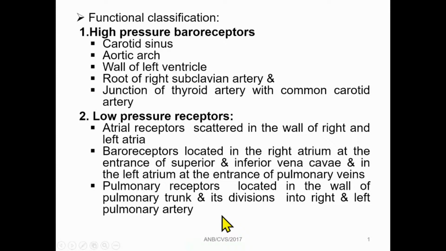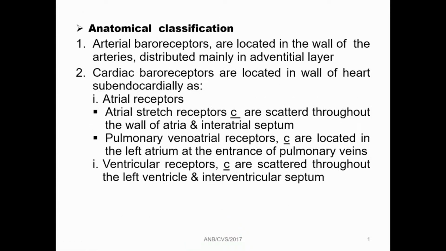Now there is the second category of classification, which we call the anatomical classification. There are the baroreceptors present in blood vessels, mainly arteries, which we call arterial baroreceptors, located in the wall of the arteries. They are distributed mainly in the adventitial layer. Remember that when we say these are present at the arch of the aorta and the carotid sinus, they are mainly present in the external layer of the blood vessel, the adventitial layer.